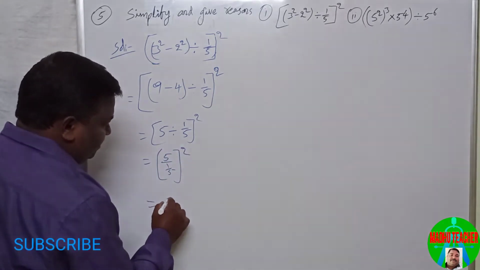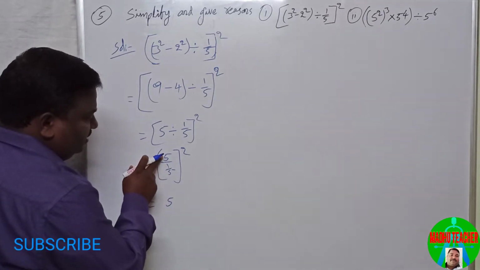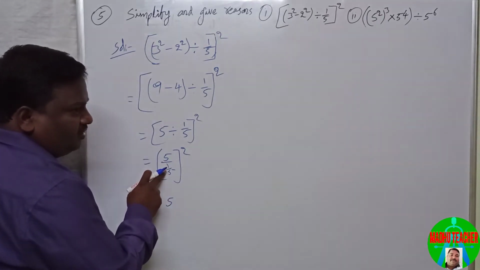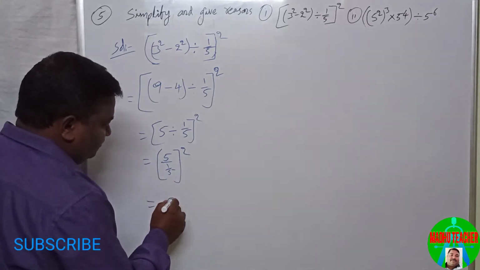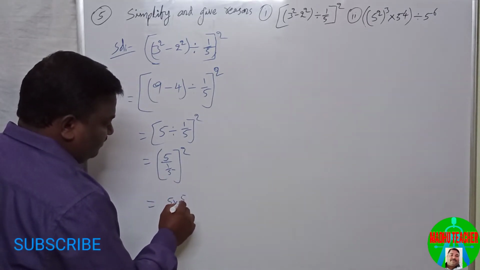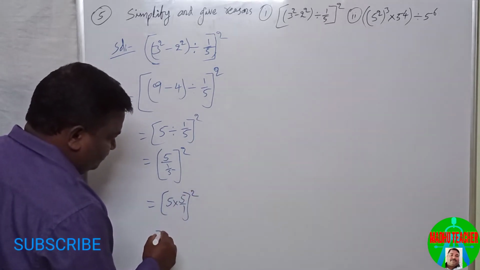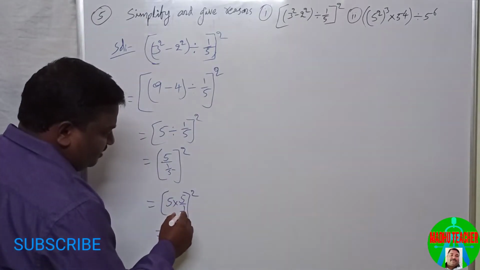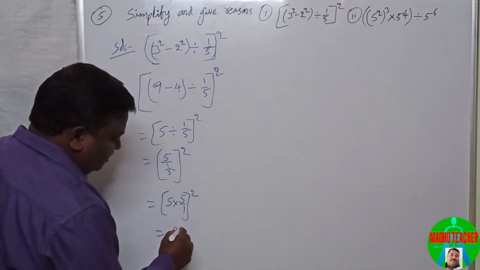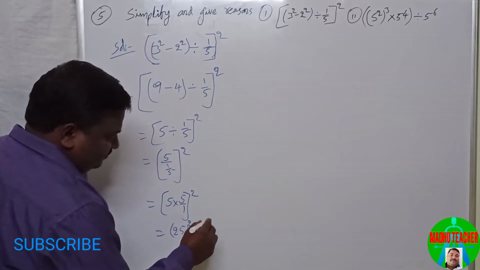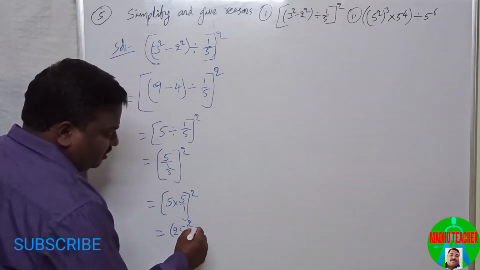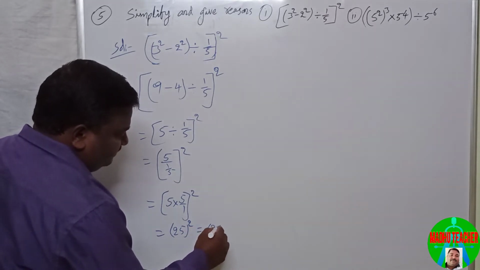So that is 5. So one fraction. In denominator we have another fraction, that is 1 by 5. It will become into reciprocal 5 by 1. So whole to the power of 2. That equals 5 5s are 25 by 1. So it is 25 whole square. 25 whole square is 25 into 25, 625.